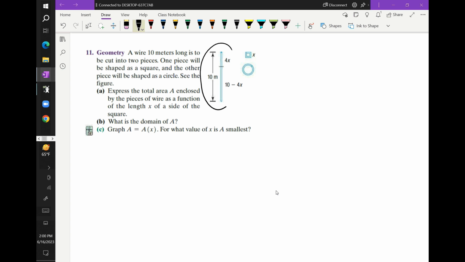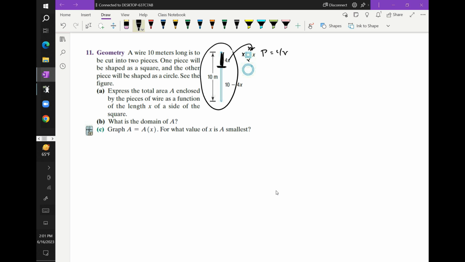So what we have is this 10-meter piece of wire. We're going to use one piece of it. If we cut it here, use one piece of that and form a square. So when we form a square, this side is x, top is x, left is x, bottom is x. So the perimeter of my square is 4x. So however long this piece is here, it's going to be in terms of x, it's going to be 4x.